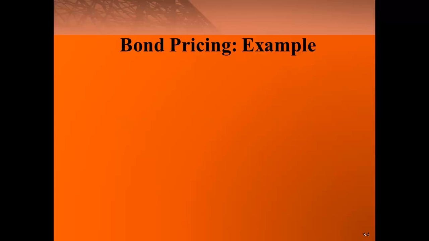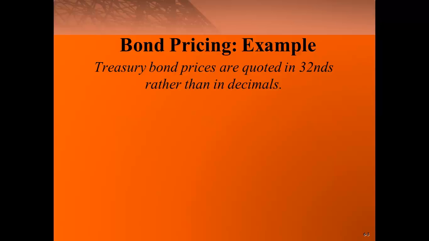Now let's do another example of bond pricing. Treasury bonds are quoted in 32nds rather than decimals. For example, in real life, the bid price of a given bond is quoted as 103.05, and the ask price or the offer price or the selling price is quoted as 103.06. How much should the investor pay? If the investor wants to buy the bond, they should look at the selling price of the bond. The selling price of the bond is 103.06.